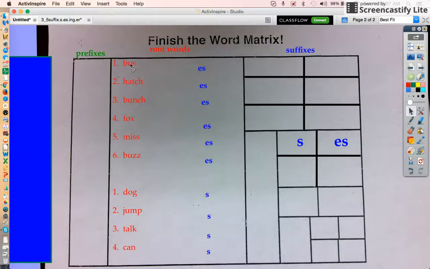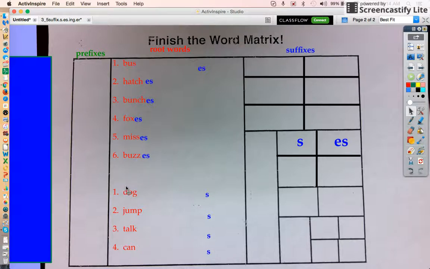So we go from bus to buses, hatch, hatches, bunch, bunches, fox, foxes, miss, misses. So misses is going to be a verb that we have. Miss Barnes misses her mom. And then we have buzz, which is a verb. And z is a hissing sound. So we need to add suffix es. The bee buzzes around my ear.